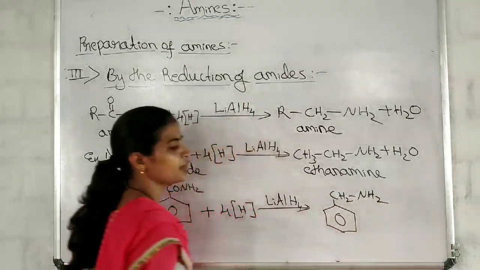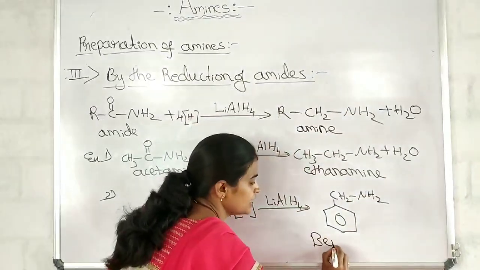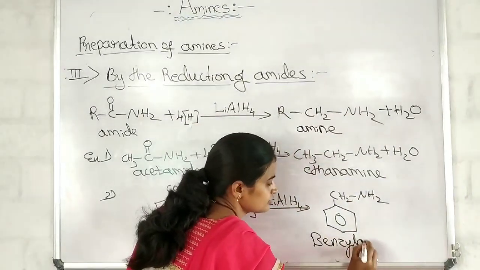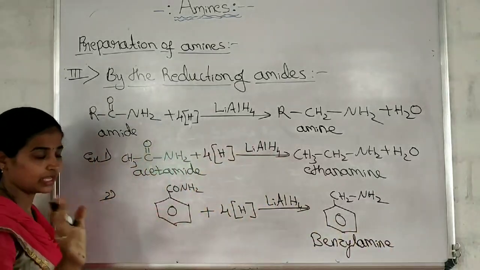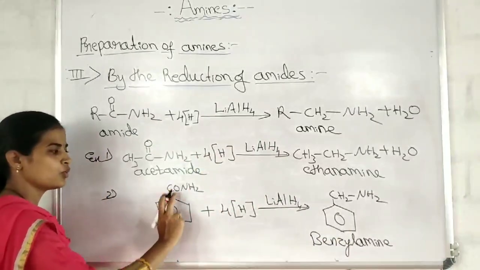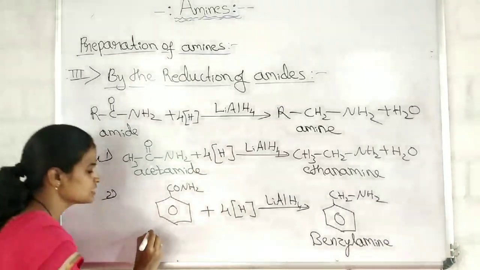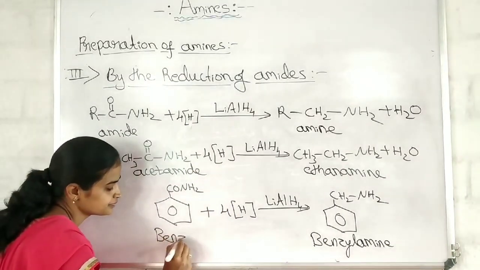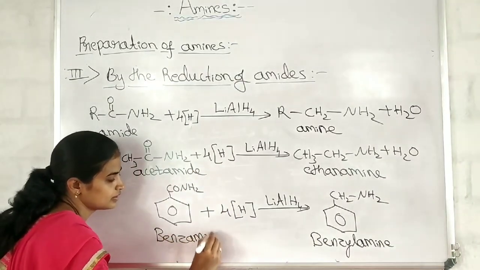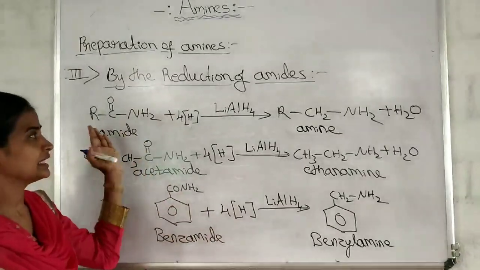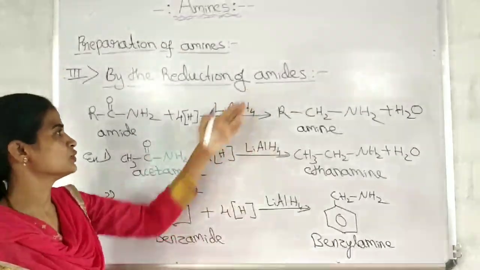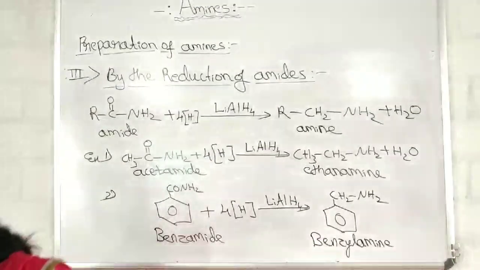Okay. What is the name of this? It is benzyl amine. The name of this is benzyl amine. And this, benzene ring CONH2, what is the name of this? Benzamide. Remember, these are the examples for the method for the preparation of the amines by using the amides.